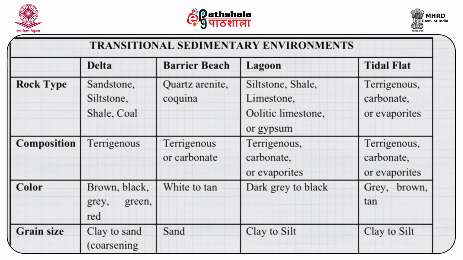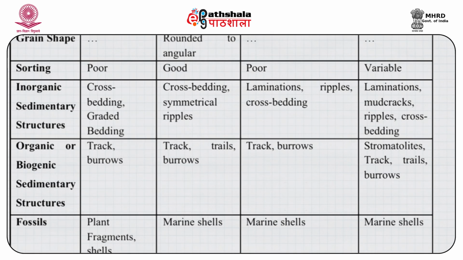limestone, gypsum. These are the common rock types present in lagoonal environment. These sediments are generally terrigenous, although carbonate and evaporites are also very common. The grain size varies from clay to silt. Sorting is not good. Lamination, ripple, cross bedding are very common in lagoonal environment, as generally in the lagoonal environment energy regime is low.